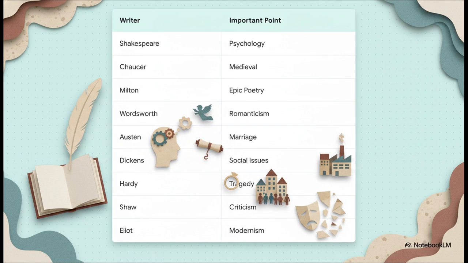Notice the key associations: Shakespeare with human psychology, Milton with epic poetry, Dickens with Victorian social problems, all the way down to Eliot with modern fragmentation. See if you can memorize the core important point for each of these 10 writers. You are going to be in fantastic shape to tackle a huge portion of your paper.